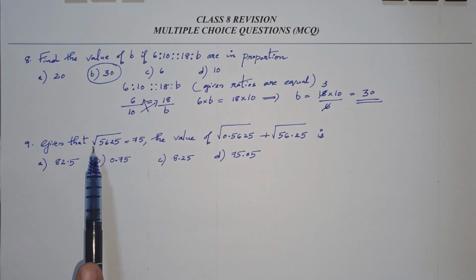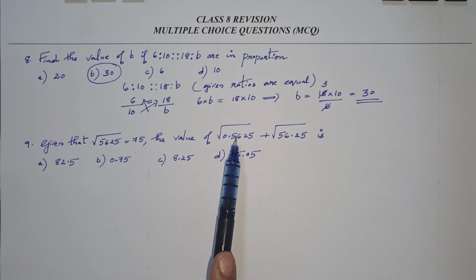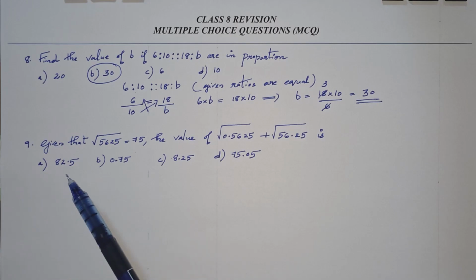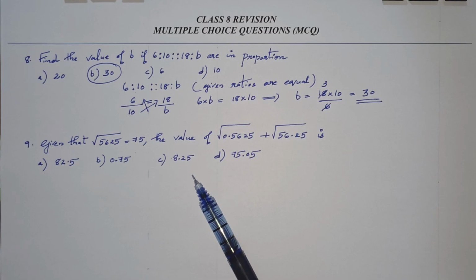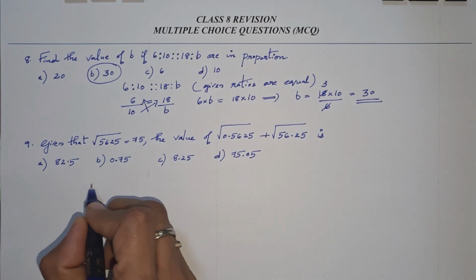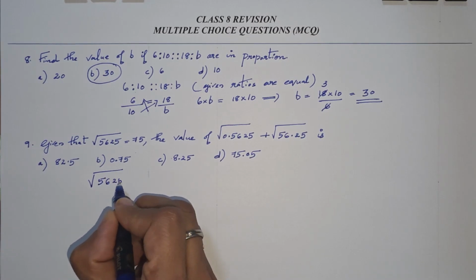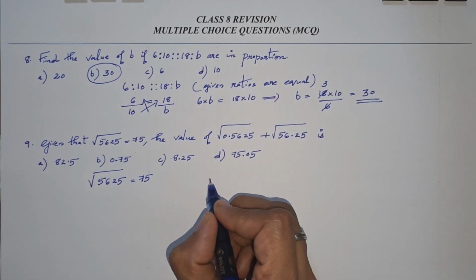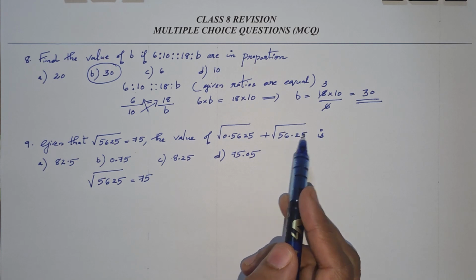Given that square root of 5625 equals 75, then the value of under root of 0.5625 plus square root of 56.25 is, options are A 82.5, B 0.75, C 8.25 and D 75.05. Now first write the given information, which is square root of 5625 equals 75. We have to find out under root of 0.5625 plus under root of 56.25.